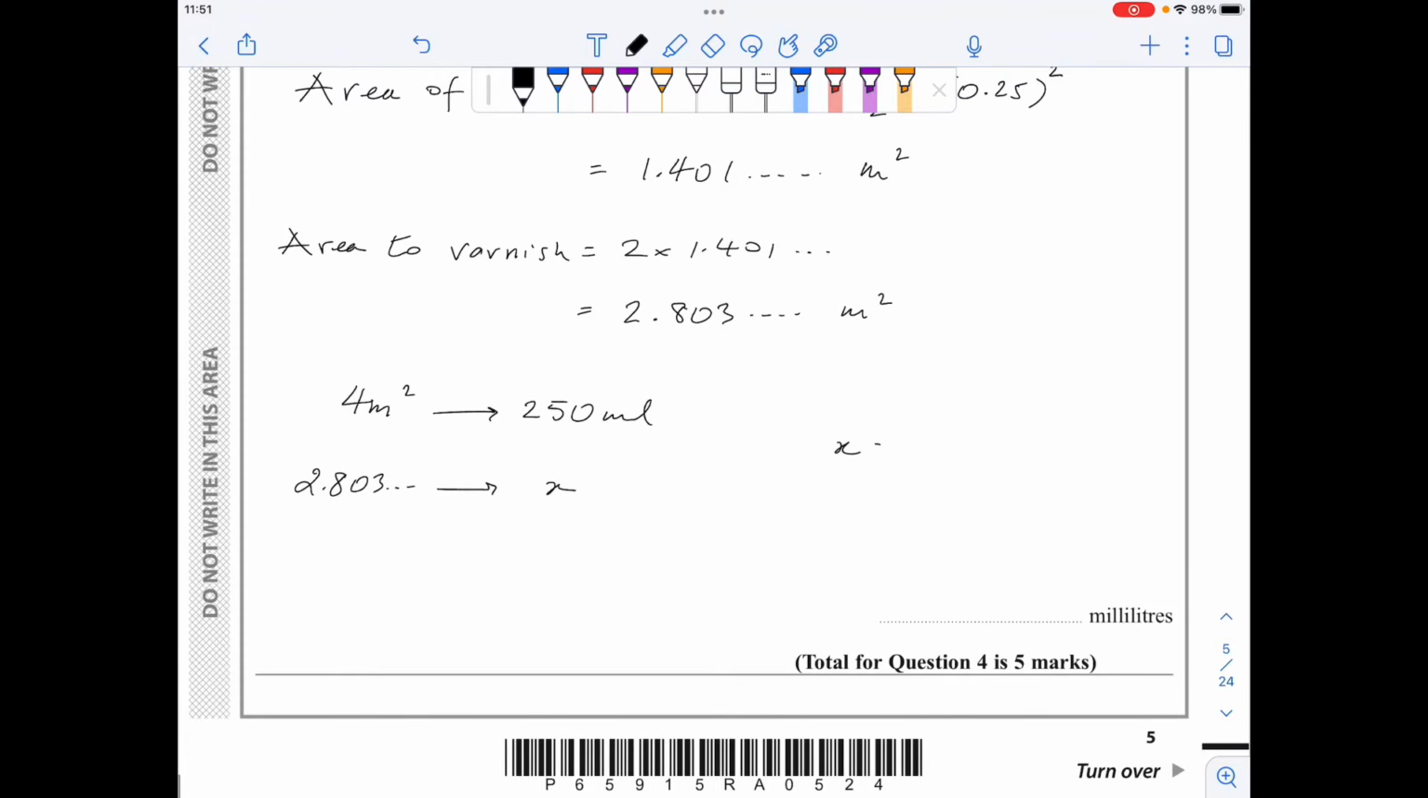So for 2.803 and so on, I will need X amount. So to find X, I will just cross multiply. That's 2.803 times 250 over 4. Note I'm using all digits from my calculator. This comes out to be 175 milliliters to the nearest integer.